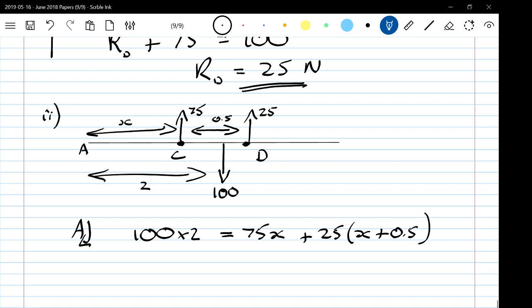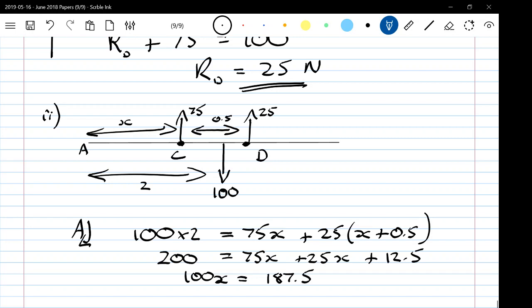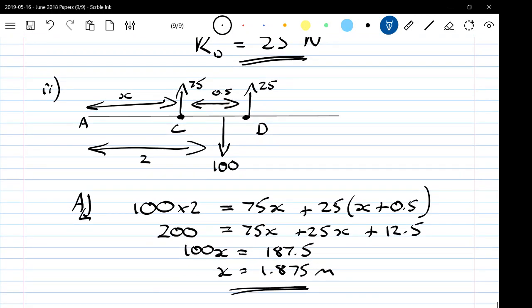If I collect things together, then I've got 200 is 75x plus 25x plus 12.5. So 100x is equal to 187.5. So x is 1.875 meters. There we go. It's not that bad, is it, when you look at it like that?